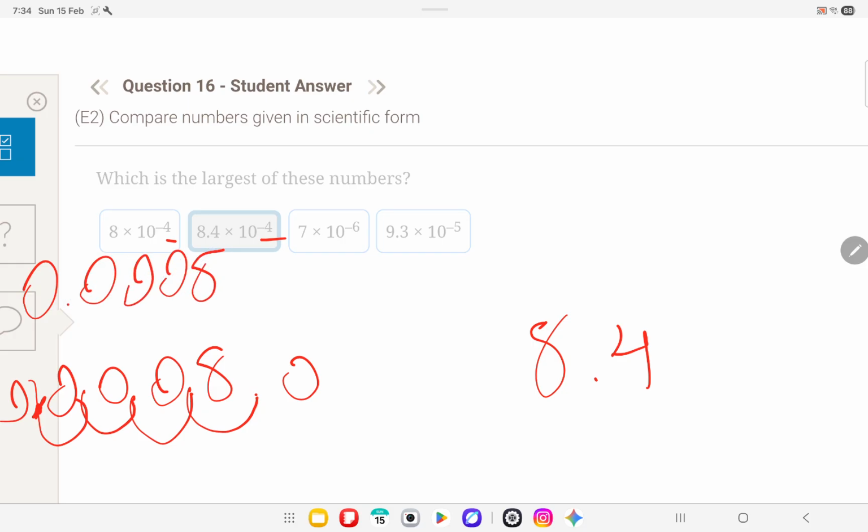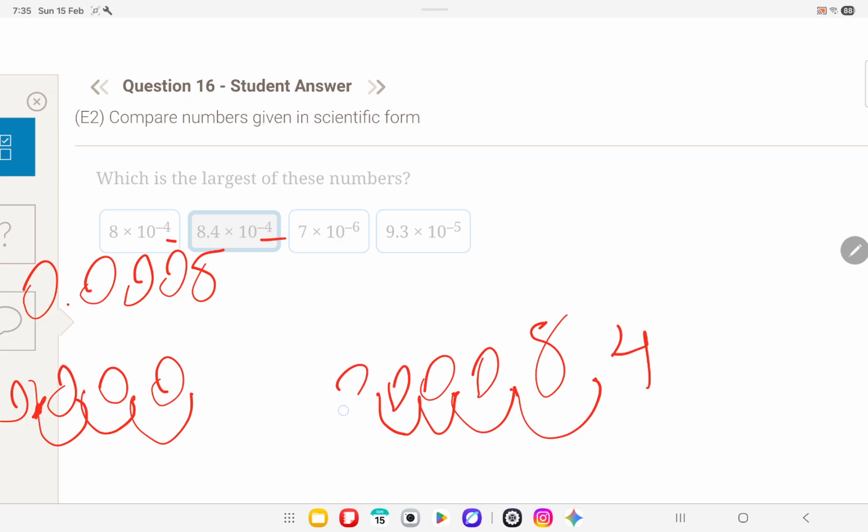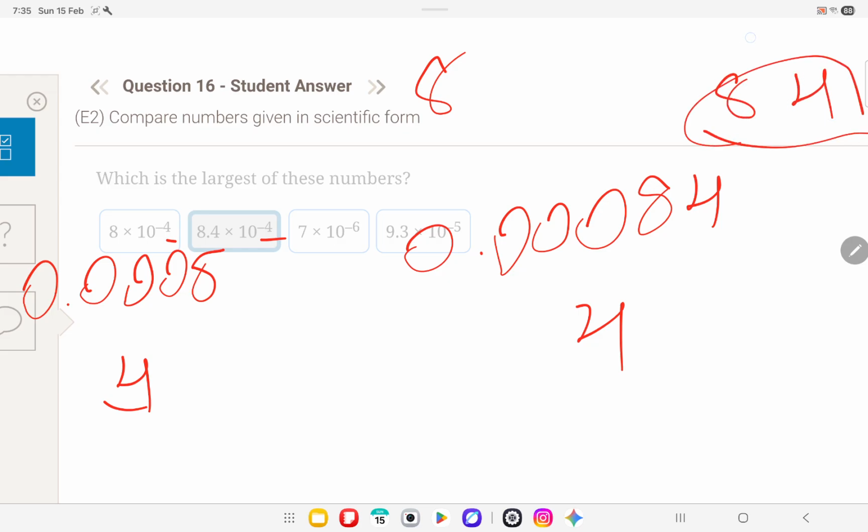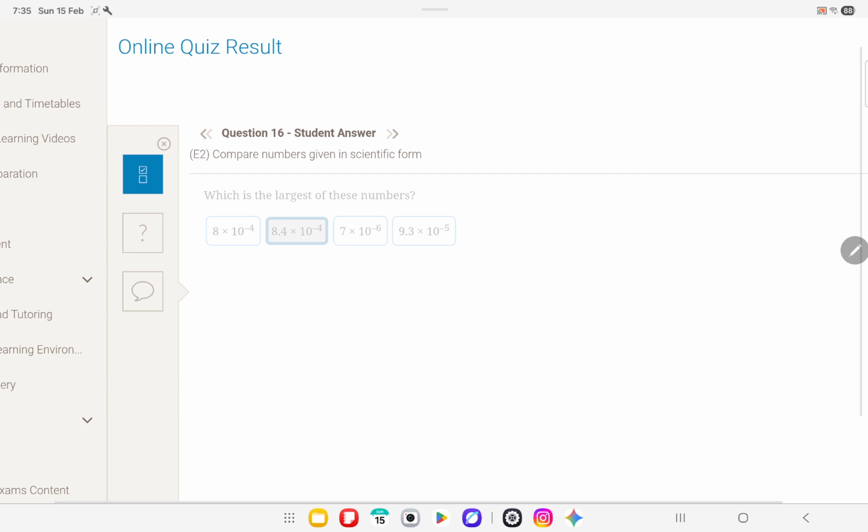0.0008 compared to 8.4, which is 1, 2, 3, 4, which is 0.0084. So which is bigger? They have the same number of zeros. They have 4 zeros, 4 and 4. Now we check 8 or 8.4. Which is bigger? 8.4. So 8.4 times 10 to the power of -4 is the largest.